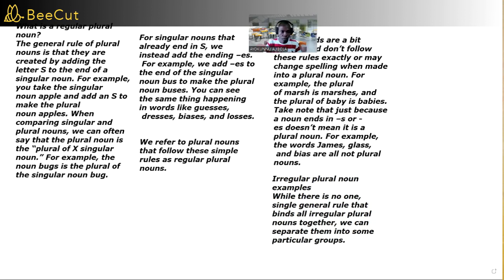So we have some nouns that end in F or FE, and when you are changing them to plural, they change form. So let's see samples under that group, the F and the FE nouns.